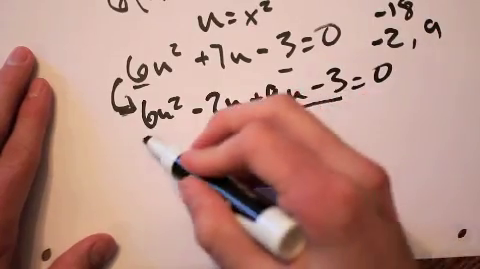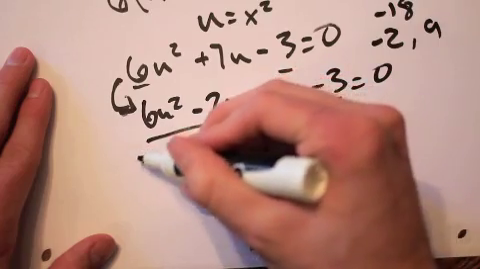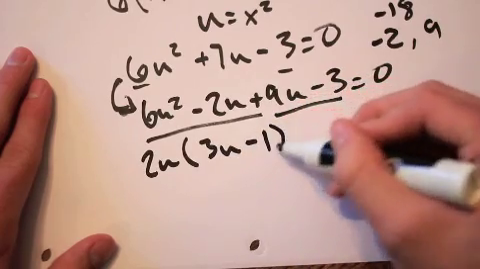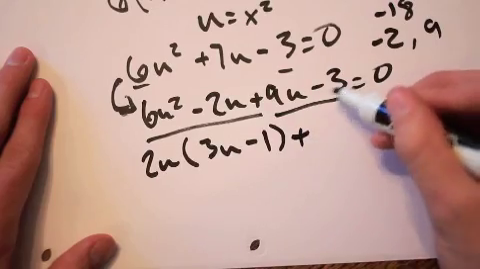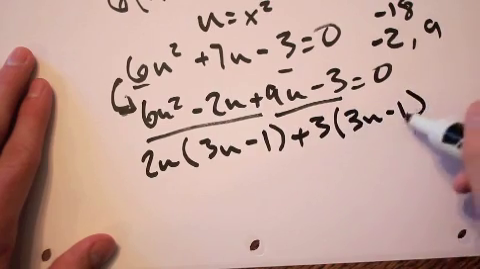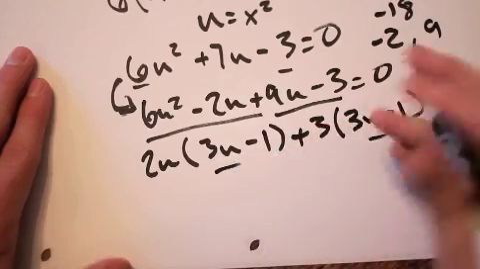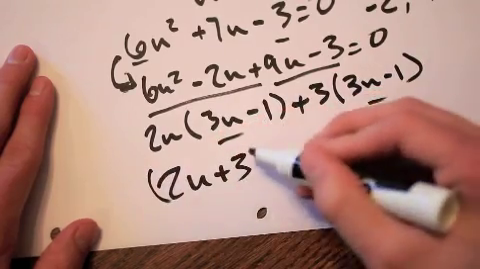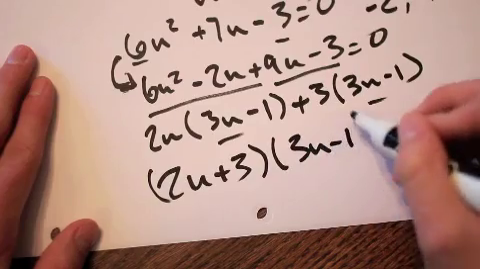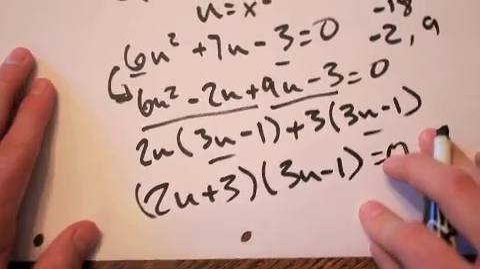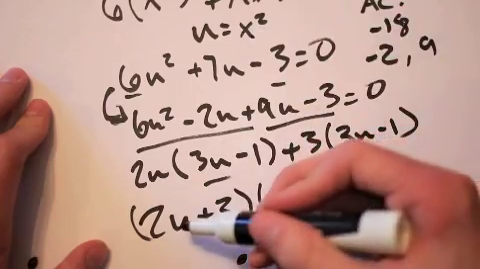Next we factor by grouping. Here we can take out a 2u, leaving us with 3u minus 1. And on the second group we can take out a 3, keeping in mind that the goal is to have the parentheses be the same. Here they are, so we can factor them out. Next, we need to remember that we're not solving for u, so substitute x squared back in.